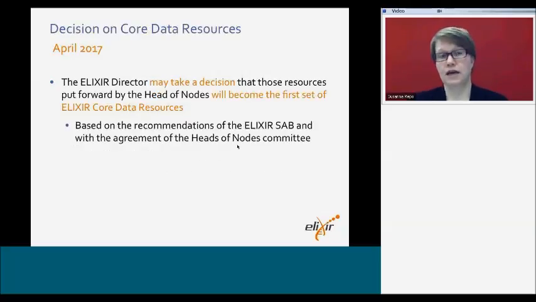And then after the SAB meeting and after the recommendation by them, ELIXIR heads of nodes will look at the recommendation, and based on it, the ELIXIR director may take a decision that this test round becomes the first round of selection of ELIXIR core data resources. So we can either decide that we now have the first set of ELIXIR core data resources, or if it's recommended that the process would need to be revised more, then we can also decide that we haven't yet selected the first set of core data resources. But this is the outcome that will then take place after the SAB review.